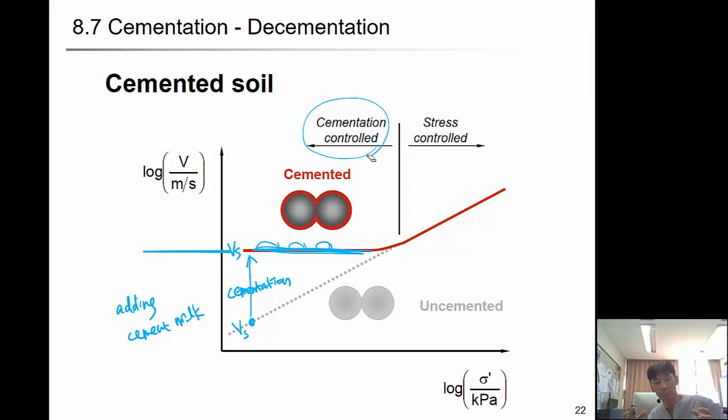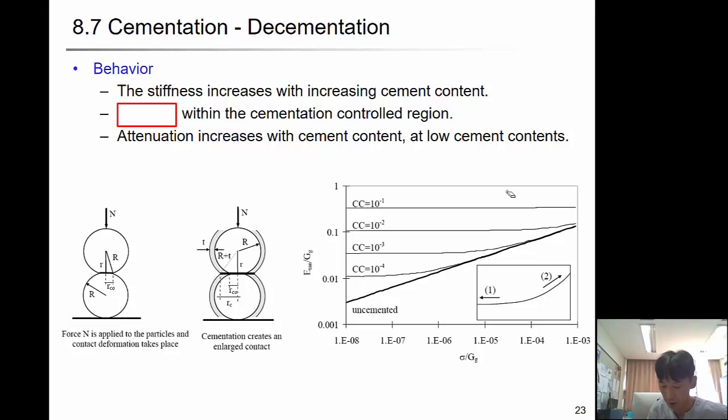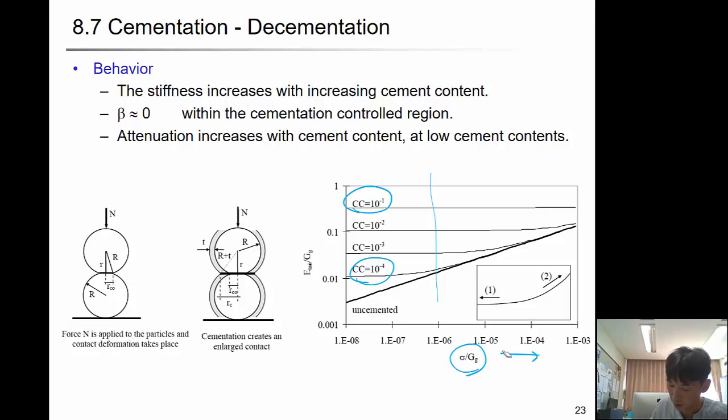But if the stress is too high, so that it can break the cementation or cementing agent, then now the stress will take over also, and stress will determine the shear velocity. So it's going to follow this uncemented Vs-sigma trend when the stress is big enough to break the cementing agent. So that's what you see in this figure. Stiffness increases with increasing cement content. So this is the cement content. And beta is almost zero in this low stress regime. But as the stress increases, it collapses to this uncemented line, and it becomes the stress dominant region.